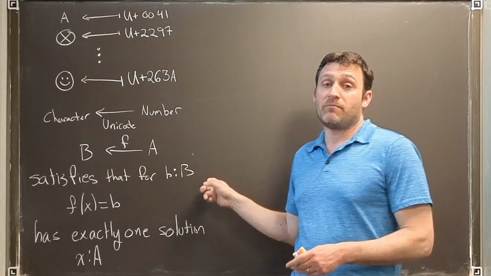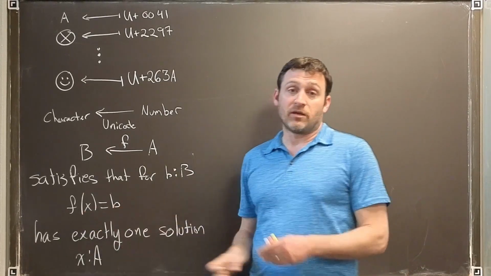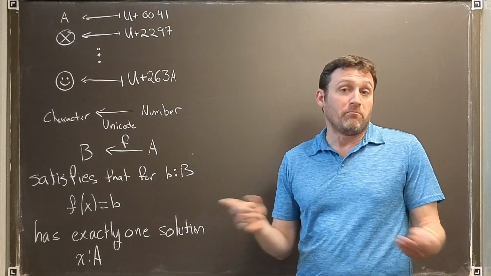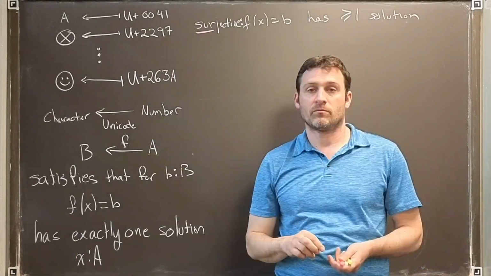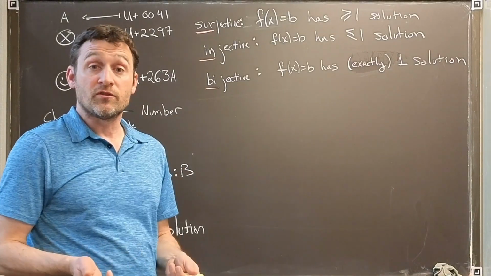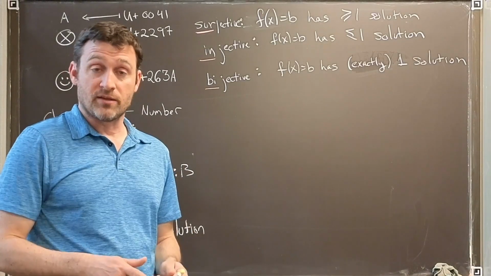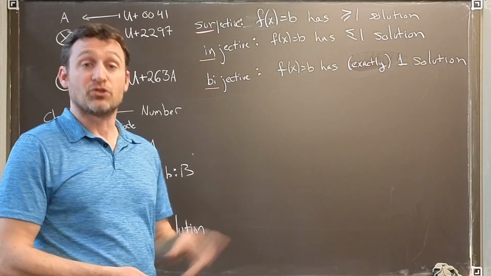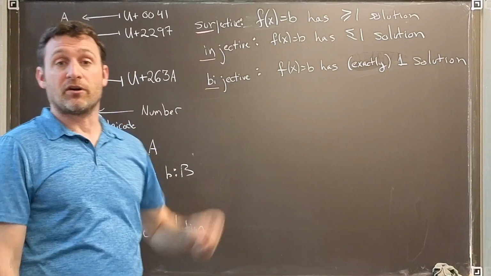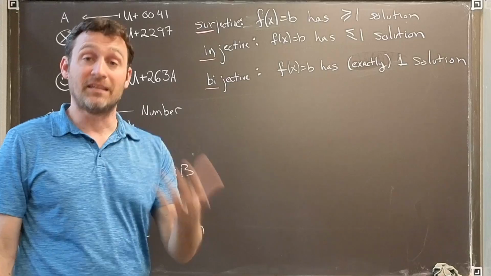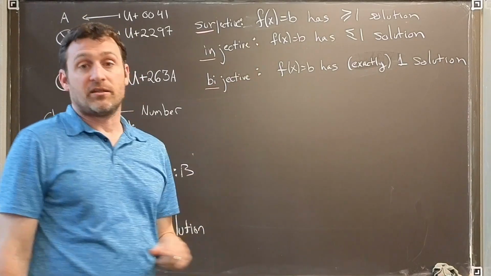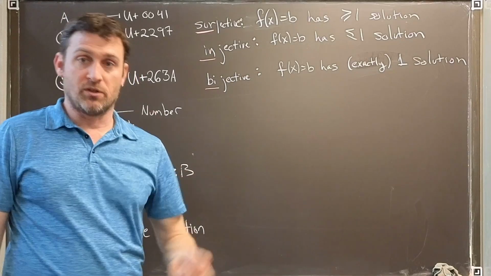If we have b of type big B, and we ask for f of x equal to b, we have, in a sense, an equation in the letter x. It may or may not have solutions. In our previous videos, we already articulated two of the ways that we could study the equation f of x equals b. We saw that surjective functions were exactly the functions where f of x equals b has at least one solution. Injective functions are when f of x equals b has at most one solution.